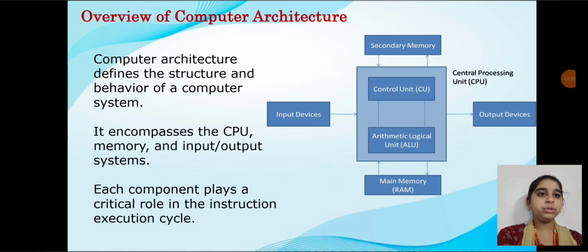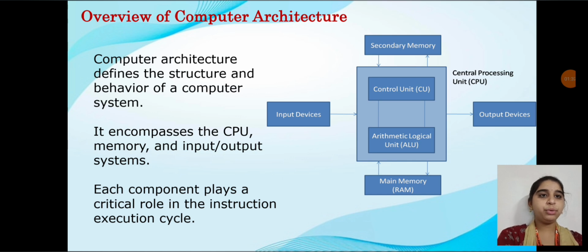Overview of computer architecture. Computer architecture defines the structure and behavior of a computer system. It encompasses the CPU, memory, and input/output systems. Each component plays a critical role in the instruction execution cycle.